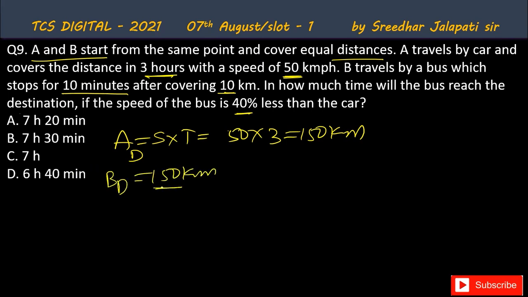But to cover this 150 kilometers, B is traveling by bus, which stops for 10 minutes for every 10 kilometers. First of all, let us find to cover 10 kilometers, how much time B takes. Time is distance by speed. So distance is 10 kilometers.